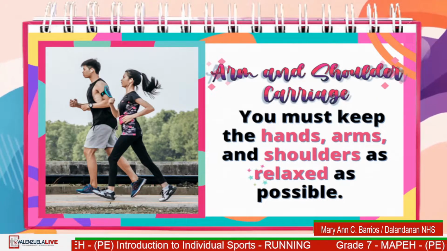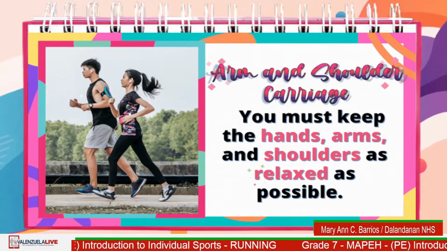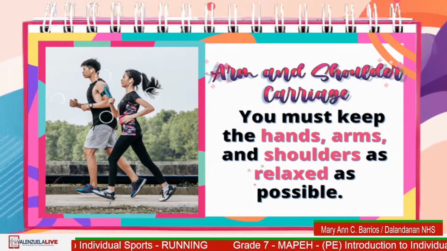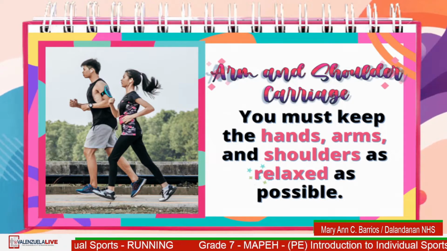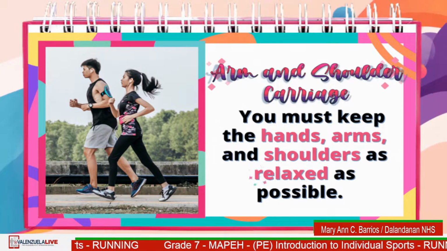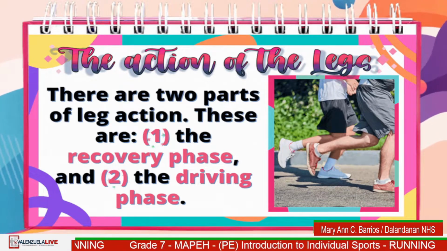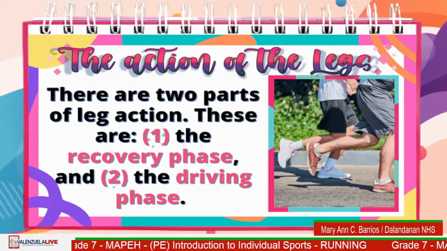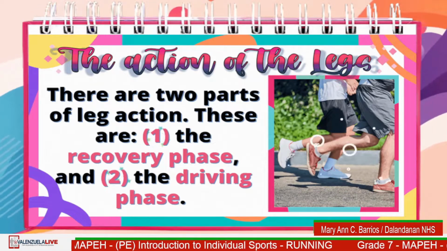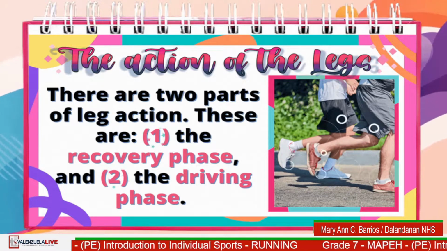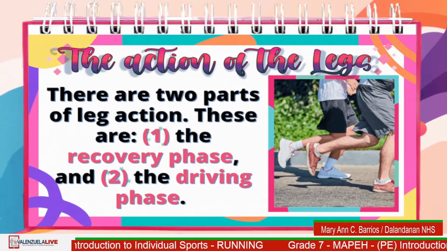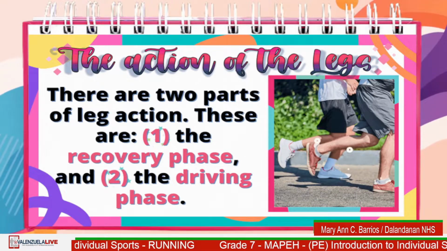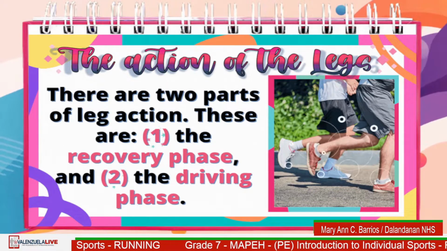Arm and shoulder carriage. Your shoulders must move in coordination with the arms. You must keep the hands, arms, and shoulders as relaxed as possible. The actions of the legs. There are two parts of the leg action. These are the recovery phase and the driving phase. In the recovery phase, the rear foot leaves the ground, and in the driving phase, the lead foot touches the ground.